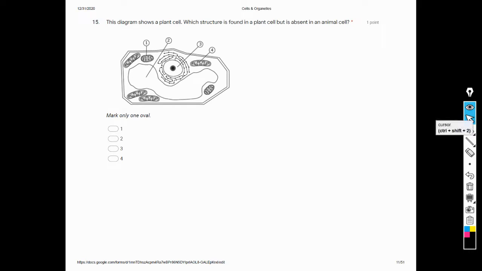Question number 15. Just like we saw several questions with an animal cell, we're going to see several questions with a plant cell. We know that this is a plant cell because it has that square shape. And also, if we look at the outside perimeter here, we can see that there is a cell wall, and inside of that cell wall, we also have a plasma membrane. Question 15 asks, which structure is found in a plant cell but is absent in an animal cell?